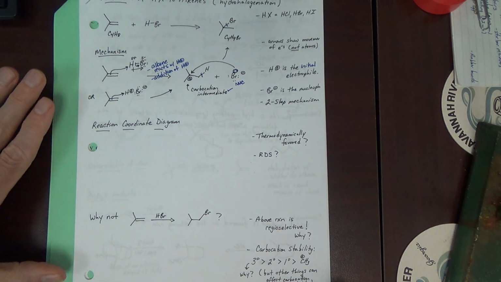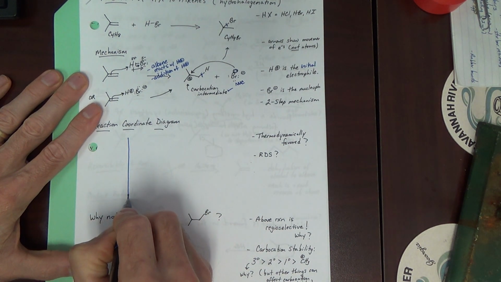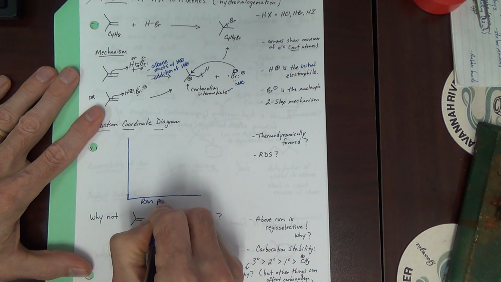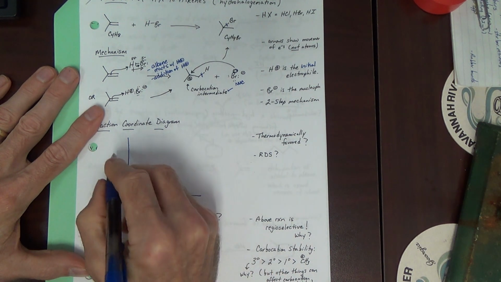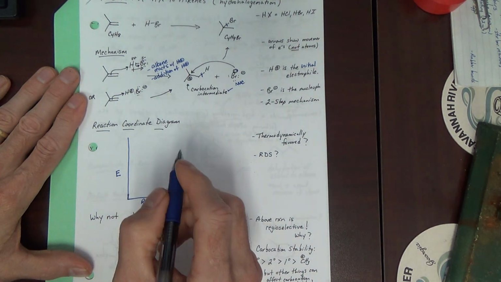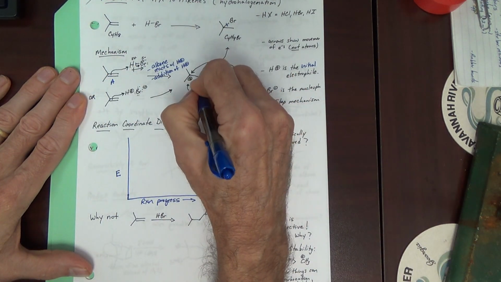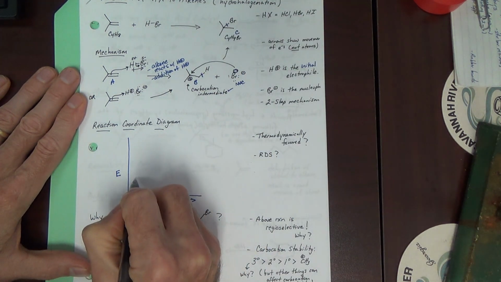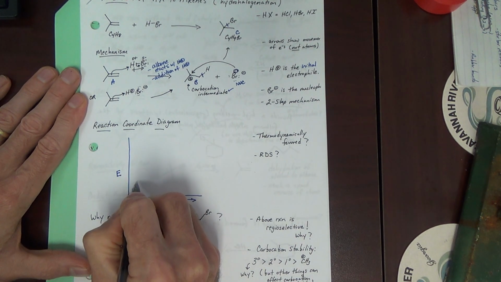Reaction coordinate diagram. Well, from that video we learned how to do that. We're going to have reaction progress this way, and we're going to have some type of energy here. We start out with the alkene. We call that A. The organic intermediate we can call B, and the final product we can call C. A is somewhere arbitrarily here. We're not really labeling the axis, but let's say A.